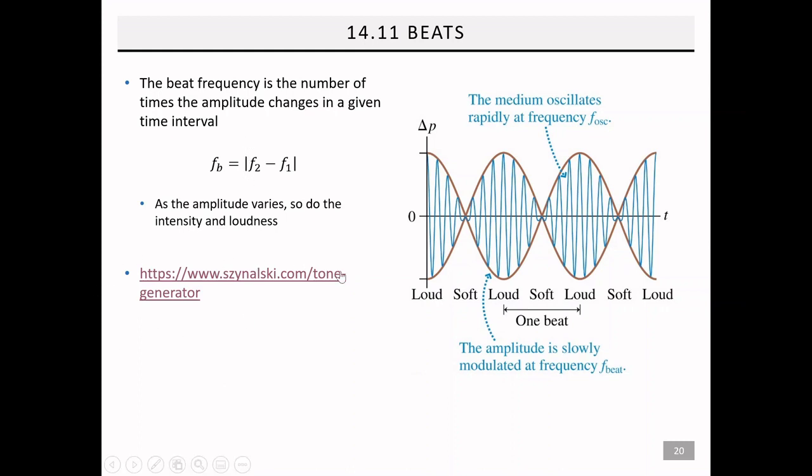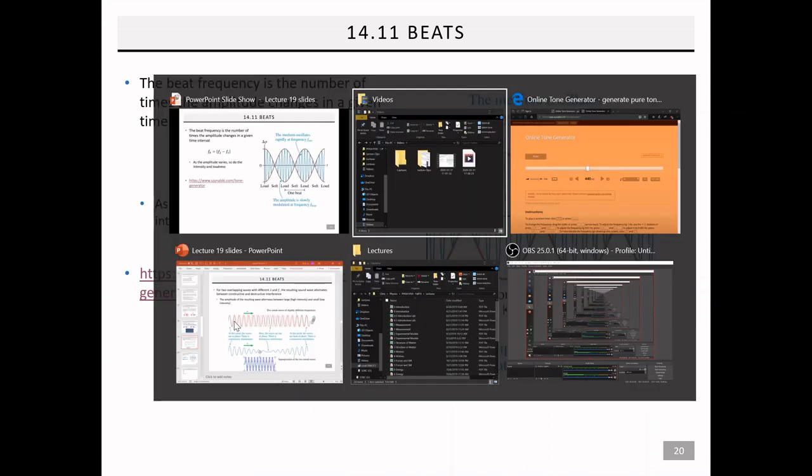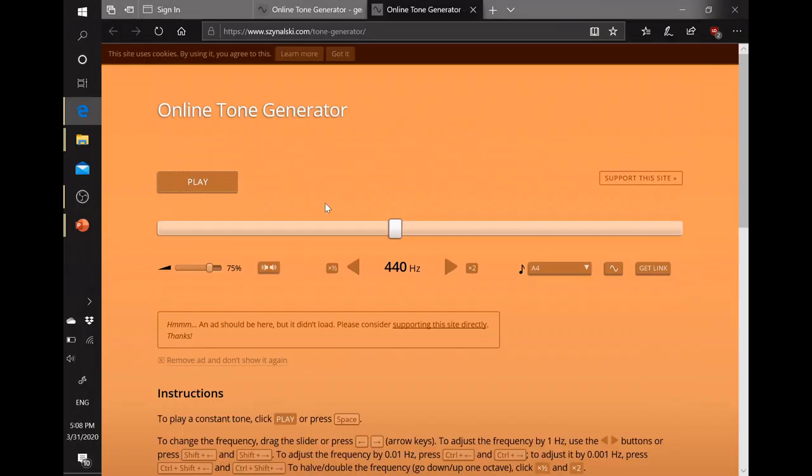And this is something you can actually hear in action. At the bottom, I have a link to a tone generator. What I'm going to do is open up two of the tone generators and play them at slightly different frequencies. So let's hear it first at 440 Hertz. Okay, that was one tone at 440 Hertz.